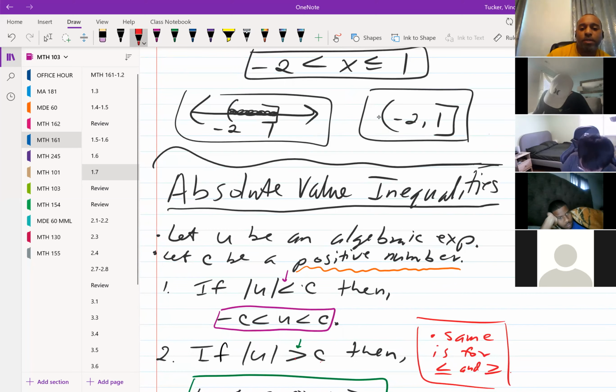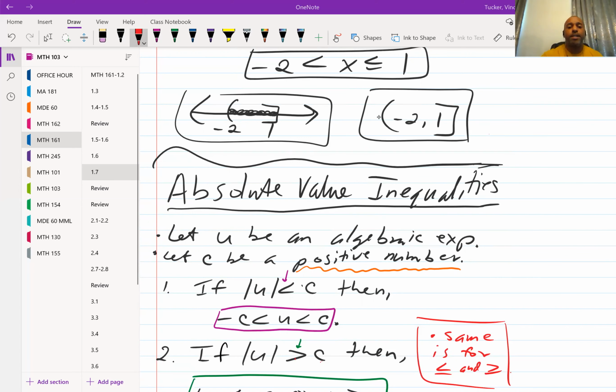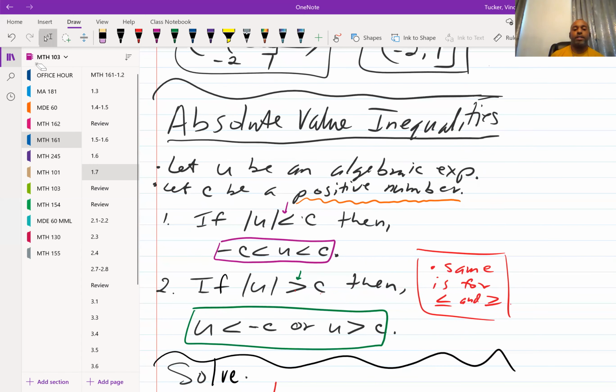So if you have the absolute value of U is less than C, then we're going to rewrite and solve in this format: U is less than C, but greater than negative C. But if you have the absolute value of U is greater than C, then we're going to write it the way we see in this green box right here, in which we have U is less than negative C or U is greater than positive C. The reason these things occur is because of our absolute value sign: remember, with absolute value, if you plug a value in, the result is going to be positive no matter what it is. So that's why these things hold true.